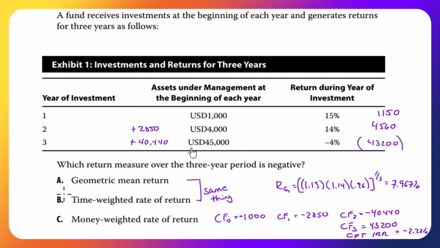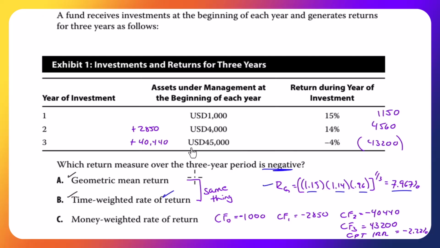Do you follow that? If we think that A is correct, then we must say B is correct because they are the same thing. Since there can only be one right answer, the answer cannot be A or B because it would imply two correct answers. We would take C. We can test that here if we want to see what the geometric mean return is. You just chain multiply these and take the third root. There's the chain multiplication, and you take the third root, you get 7.967. It's positive. We're looking for negative. The geometric mean and the time-weighted rate of return are the same thing.